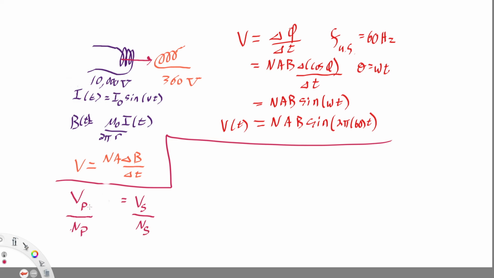So here, P is what we call the primary coil. That's the one that we're putting the 10,000 volts into. S is for the secondary coil. It's the one that we're only getting 360 volts out of. So this is the relationship for coils that are identical except for turns.